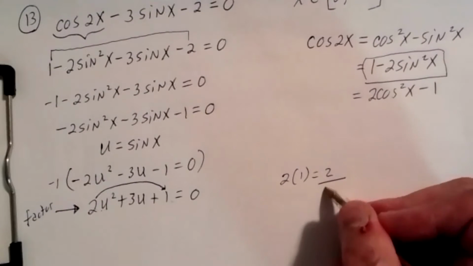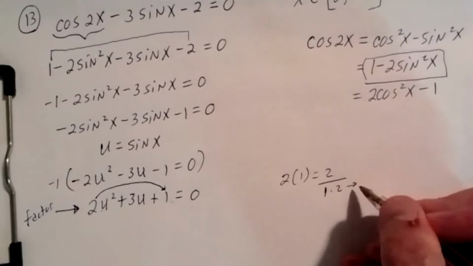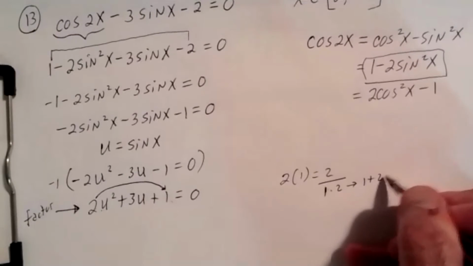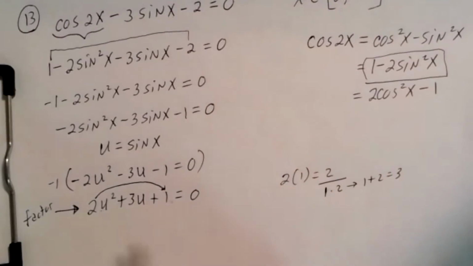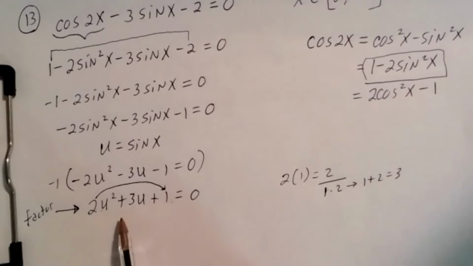Just 2 and 1, right? Yeah, 1 and 2. Notice 1 and 2 are factors of 2 that add up to our middle coefficient of 3. So this guy will factor. Now, does anybody need to see how we factor this using the grouping method?